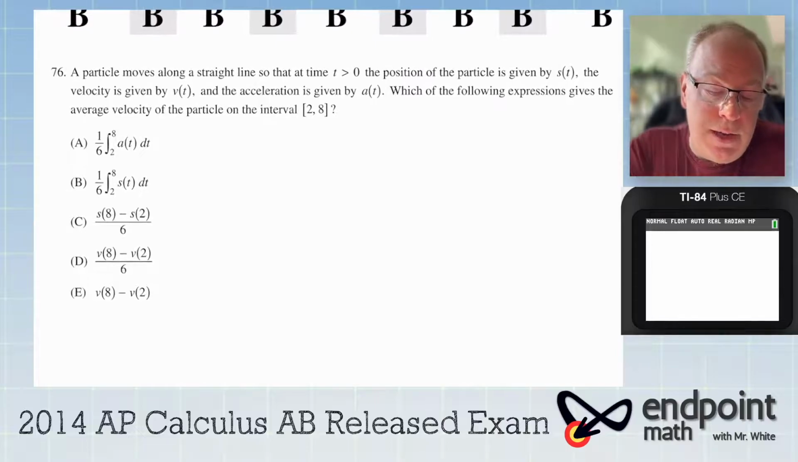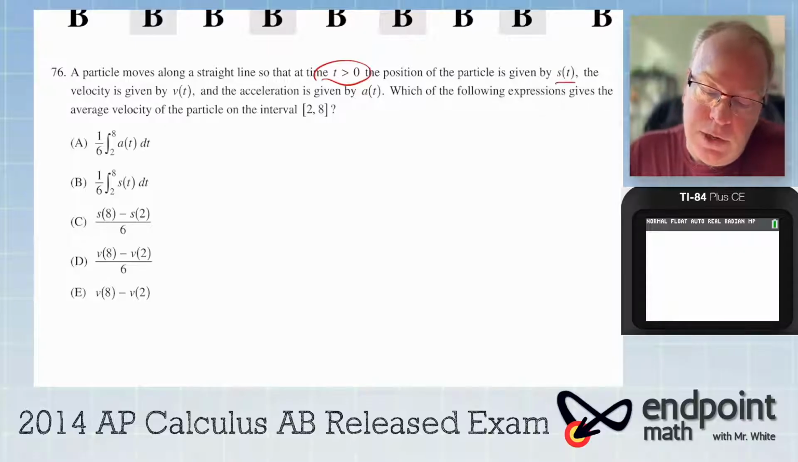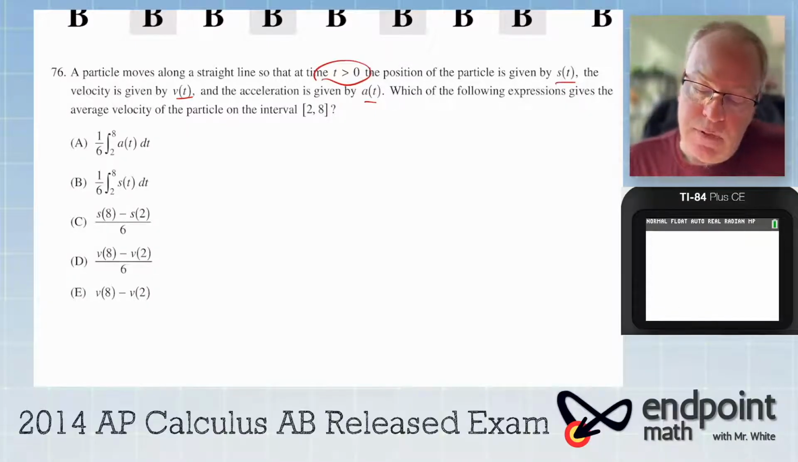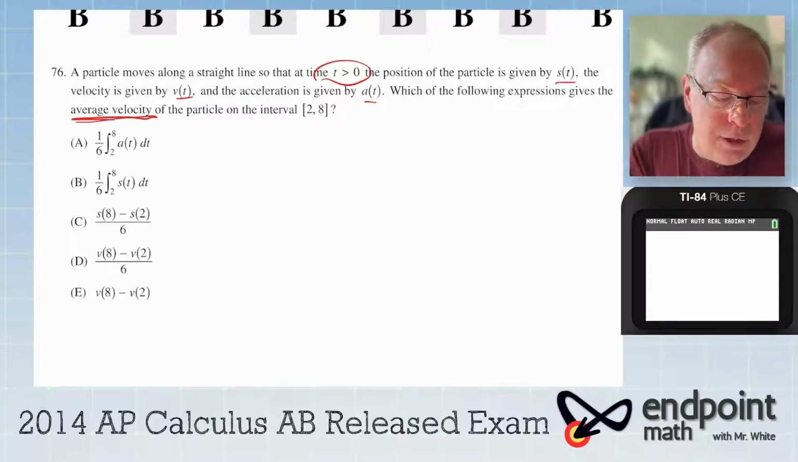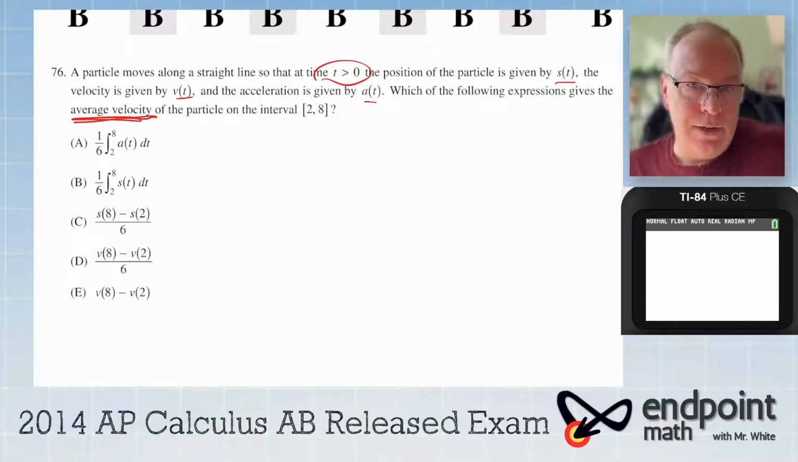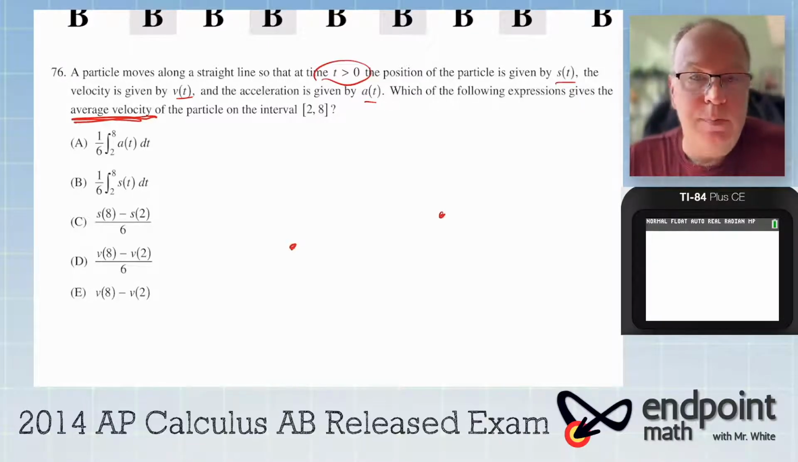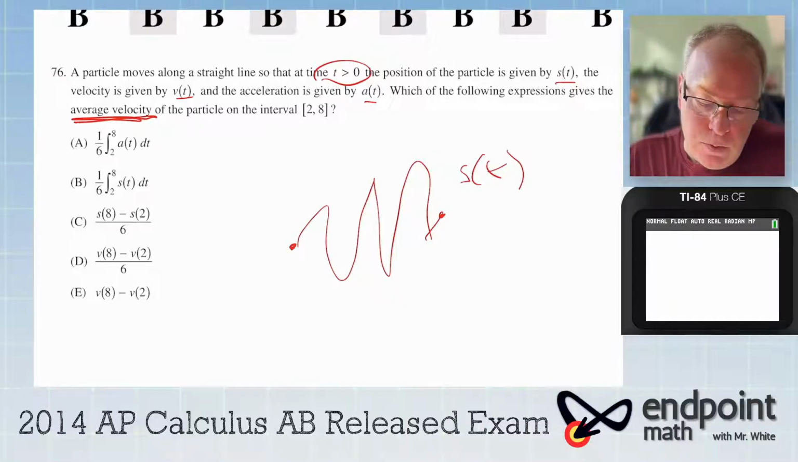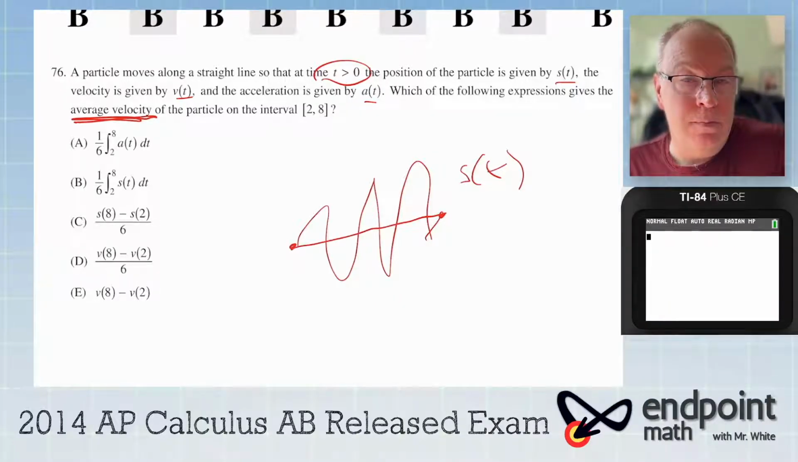On this first one, it says an object is moving along a straight line for positive t, of course, where the position is s, the velocity is v, and the acceleration is a. They're just giving us definitions there. We don't know what those functions are. Which of the following expressions give the average velocity over time? Well, average velocity is simply your change of position over time. It doesn't really matter what happened in the middle as far as position goes. We're just going to map a secant line from start to finish and find the slope of that.